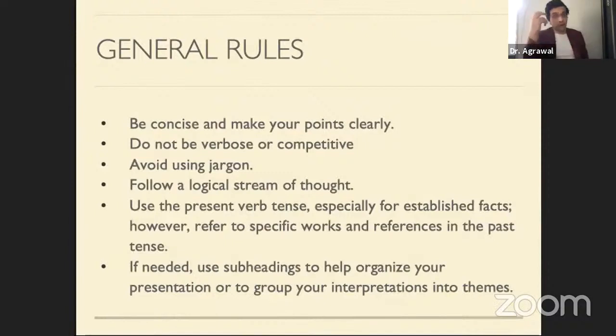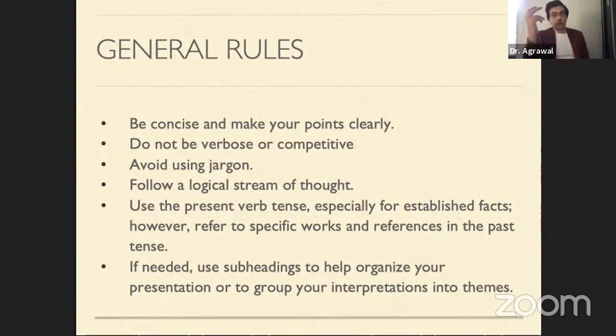So the general rules of writing your discussion, or any part of the paper, is be concise and make your points clearly. Do not be competitive, saying that another article found this, but we have found this. They have only 40 people, we have 500 people. That's not going to help you. Just represent your findings based on what has been done before.